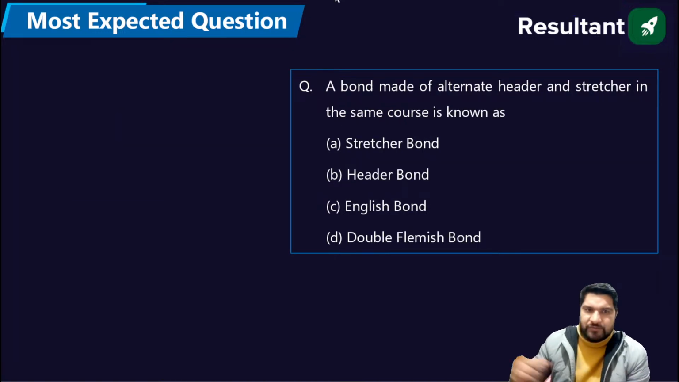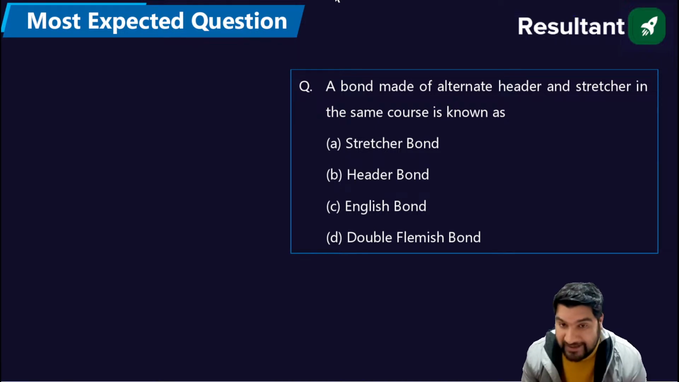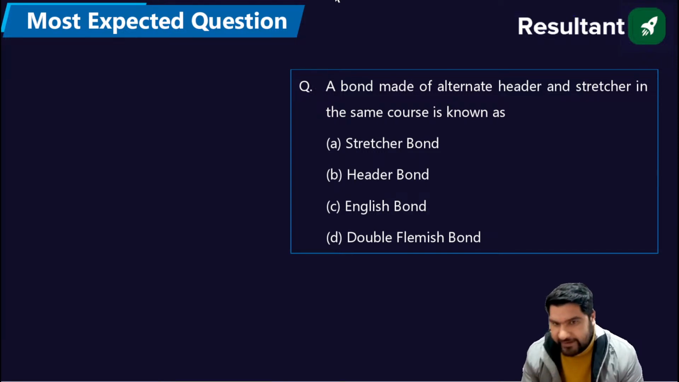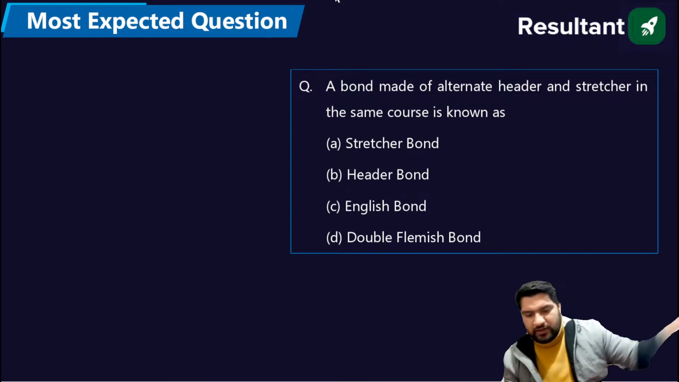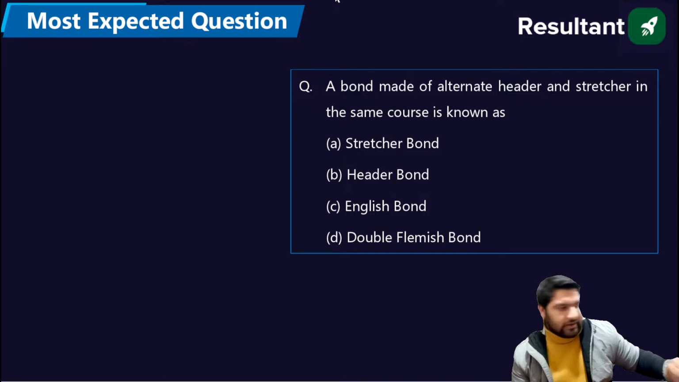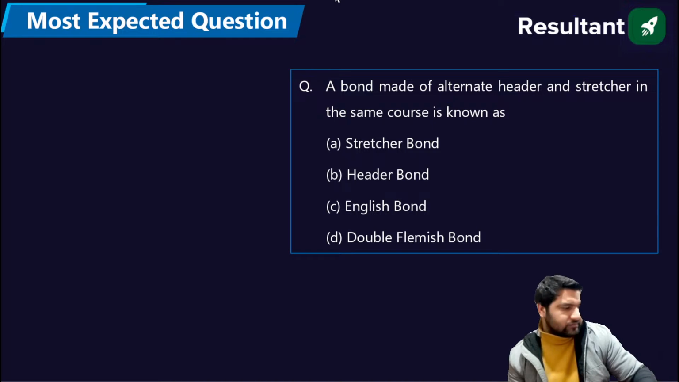Next question for you, guys. The bond made up of alternate headers and stretchers in the same course. So what should be the answer? Will this be stretcher bond, header bond, English bond, or double Flemish bond? Himanshu is providing D as the answer. Singh, provide me the answer. English bond.